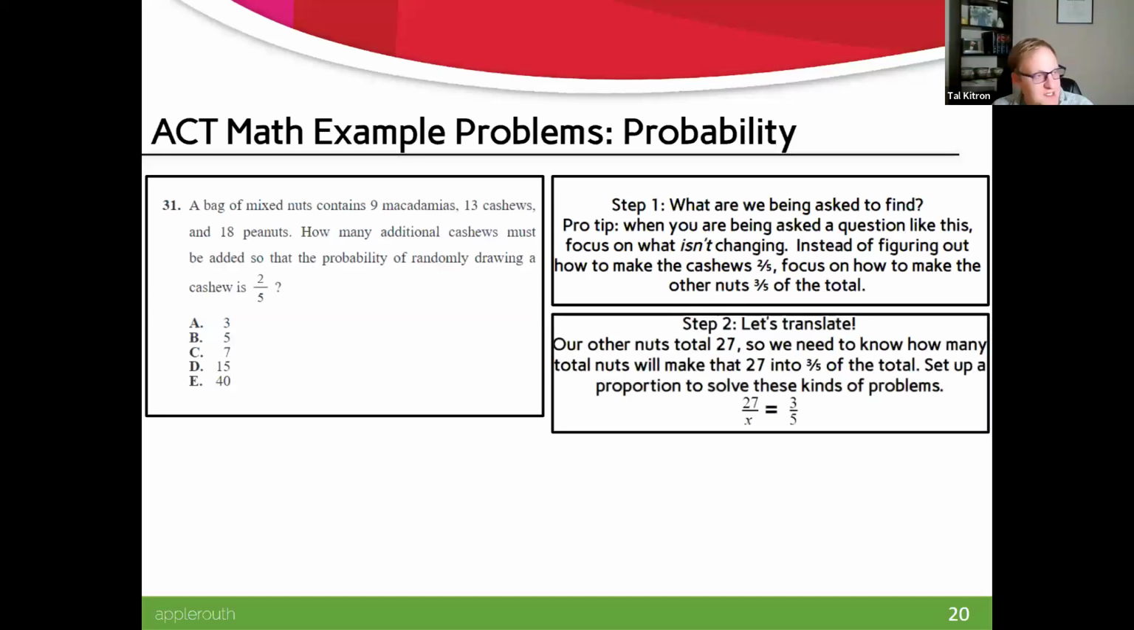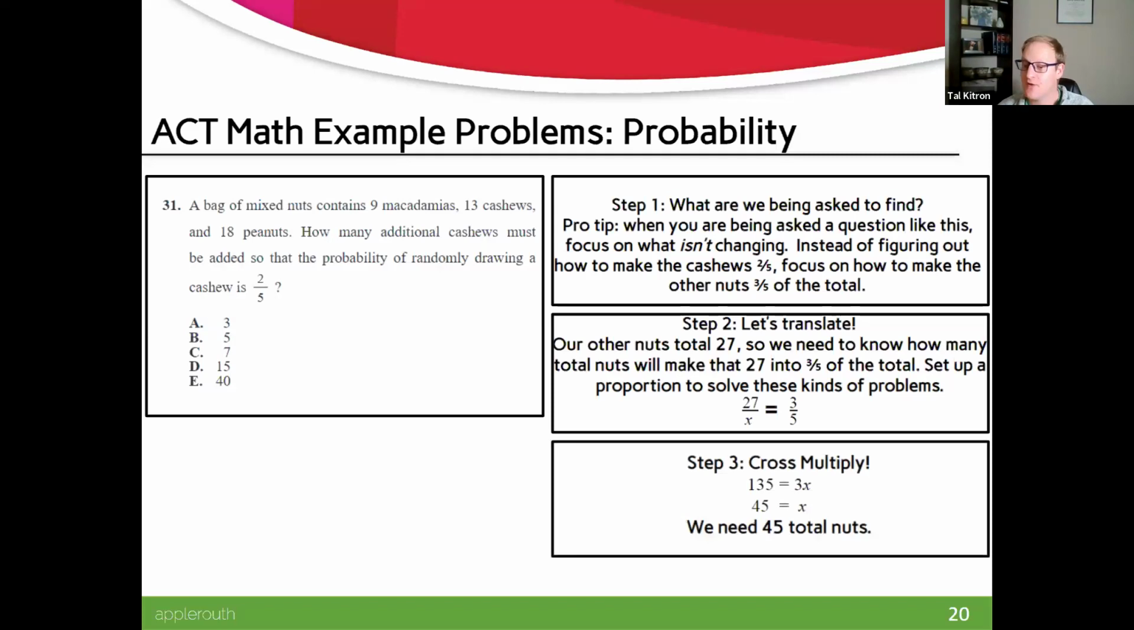So we have to translate because the ACT often has these word problems with kind of strange scenarios. 18 plus 9 is 27 macadamias and peanuts. So we know that that final number will be 27. We're not adding those. That means 27 over our final total will be 3 out of 5, the remaining fraction. I think a lot of people will have a challenge setting up that proportion. It's pretty confusing. Once we do it, then we still need to remember, oh, this is when we cross multiply. When you've got a fraction equaling a fraction, you cross multiply, so 3x, the equal sign stays in the middle, and then equals 135, and we solve.